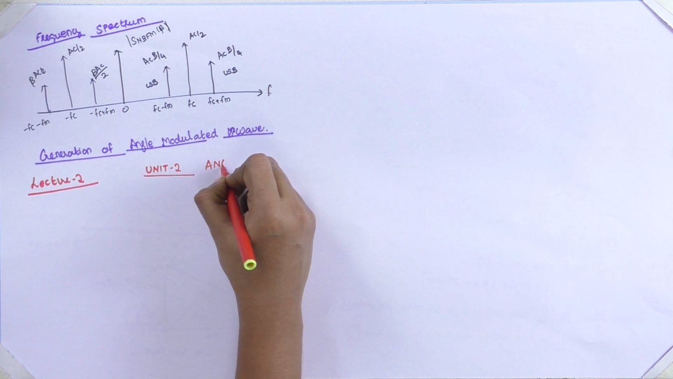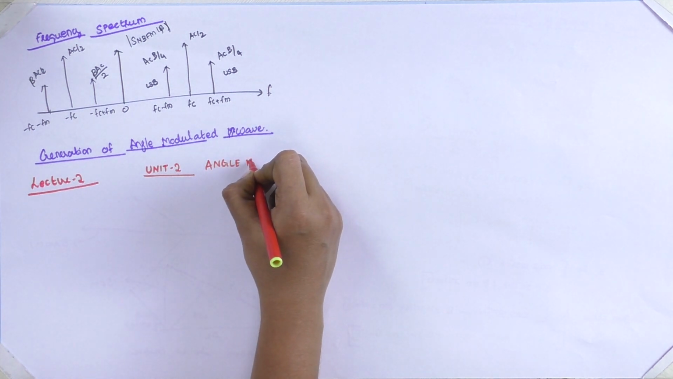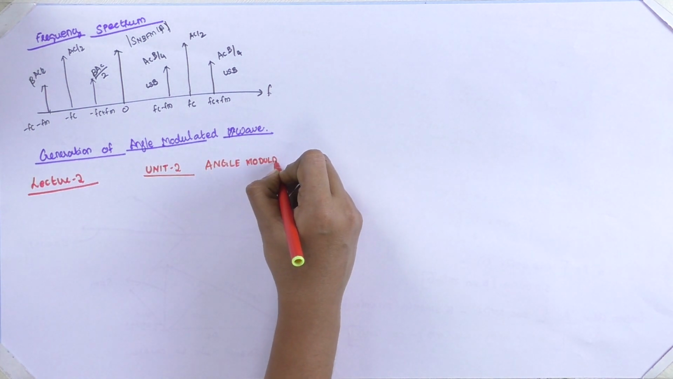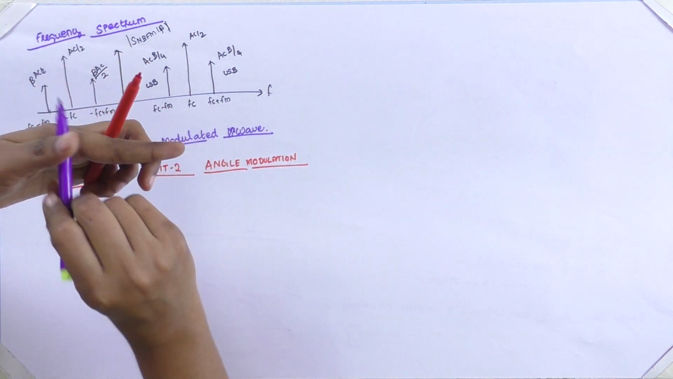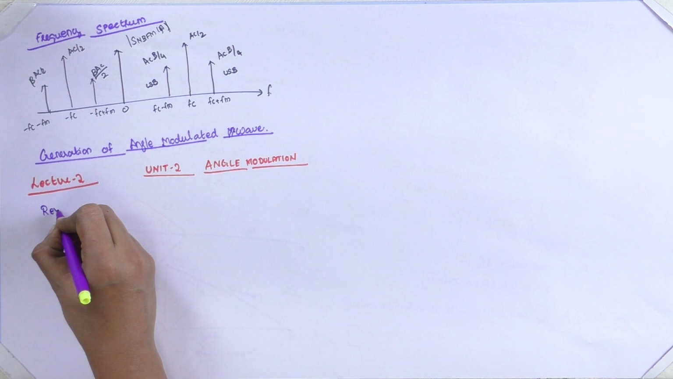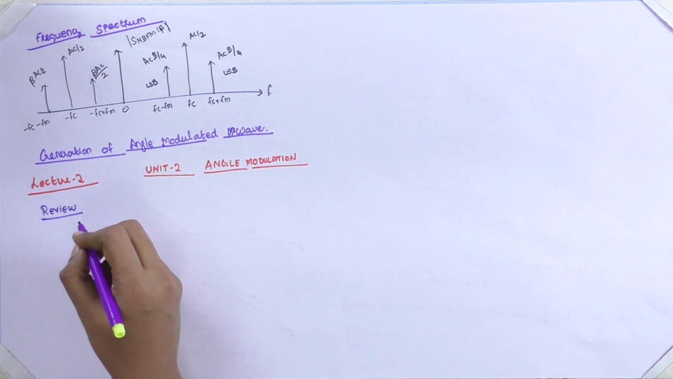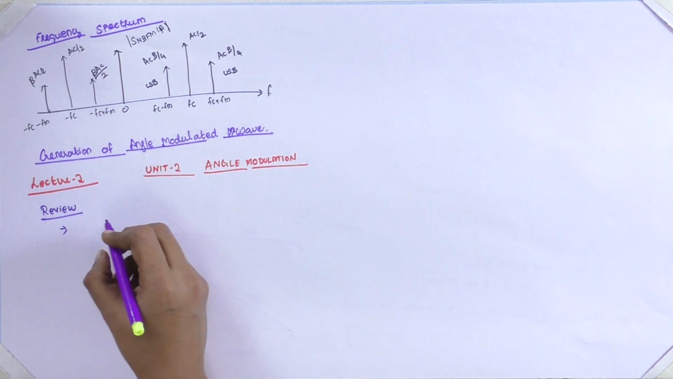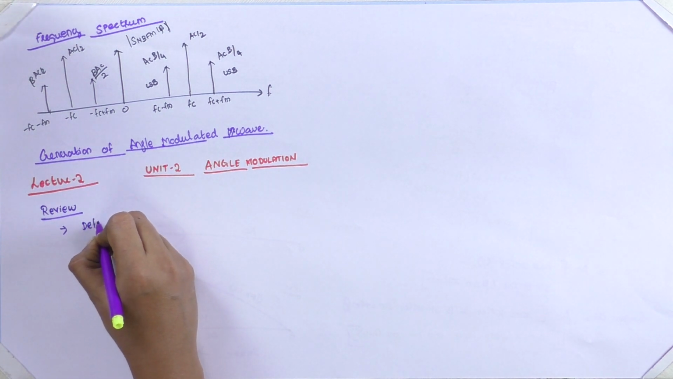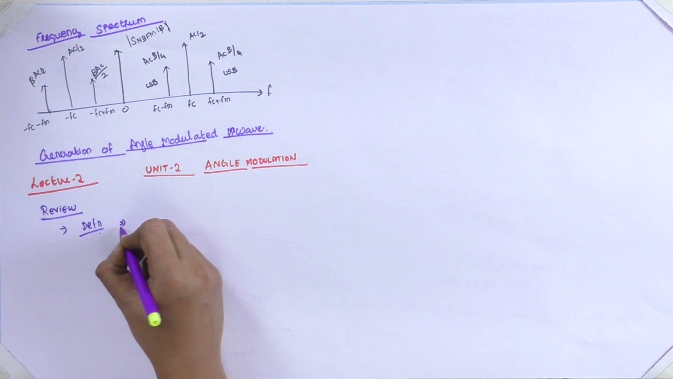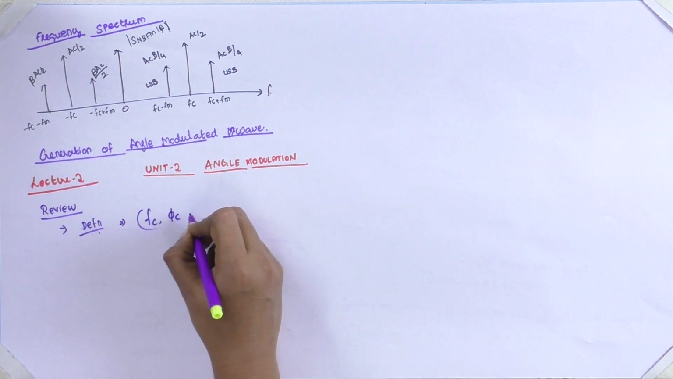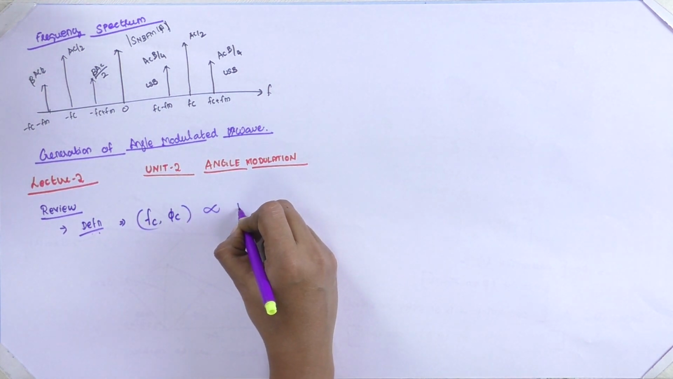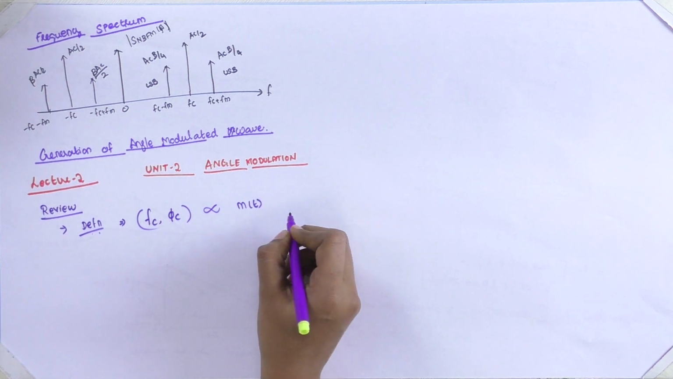Title of our unit is Angle Modulation. So far we have seen the definition for angle modulation. We will see what we have seen in the last lecture, then we will move on to today's topic. We have seen the definition. What is the definition for angle modulation? Varying the frequency or phase of the carrier in accordance with the message or modulating signal.